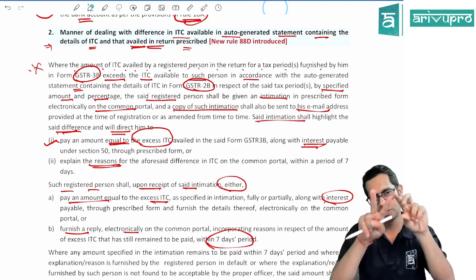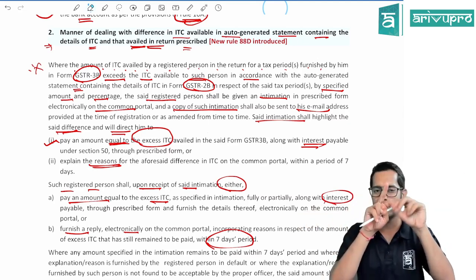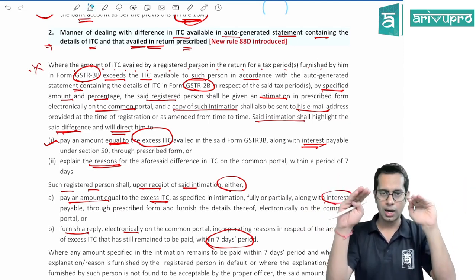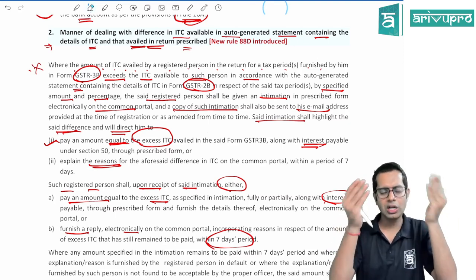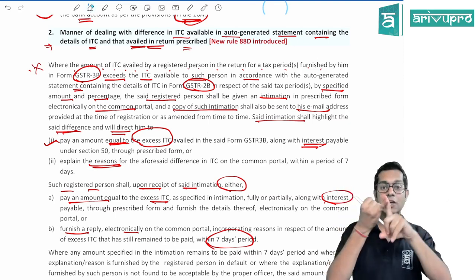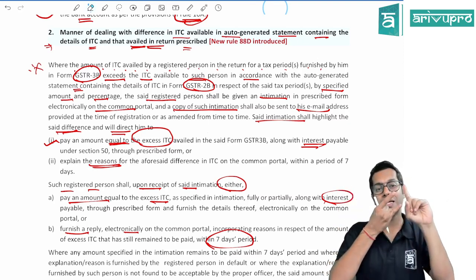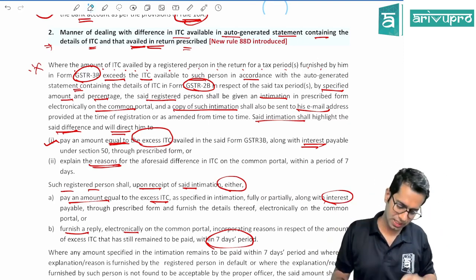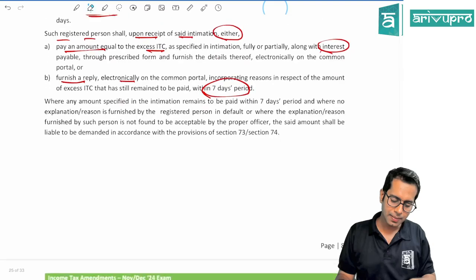Now you have two options: either tell me what the reason for the difference is, or case number two, you reverse that amount, whatever extra you have claimed, and pay it back to me along with interest. Either give me the reason for the difference, or pay back that money. That is what is given in rule number 88B.